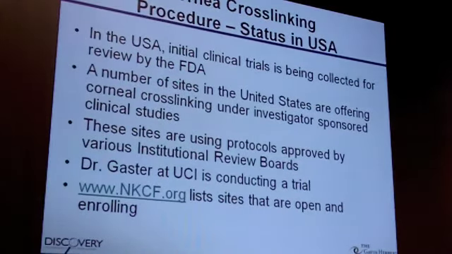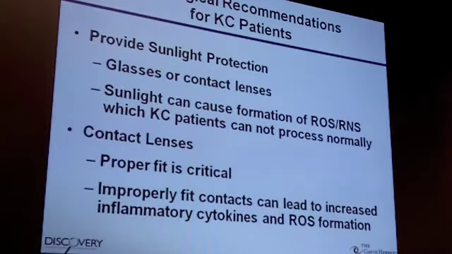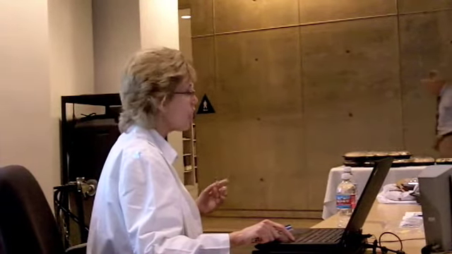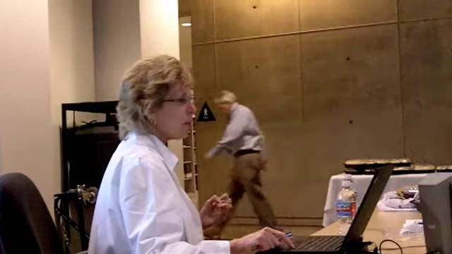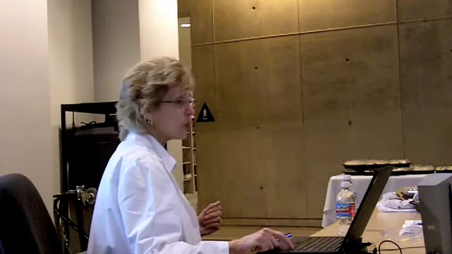Briefly, I just want to say, for people that are not having surgery, there are things you can do for keratoconus. We know that sunlight can increase the free radicals, so use UV protection in your contacts or glasses. Also, it's critical that the contact lenses are fit properly, because if they're not fit properly, it can cause inflammatory cytokines and increase the free radical formation.